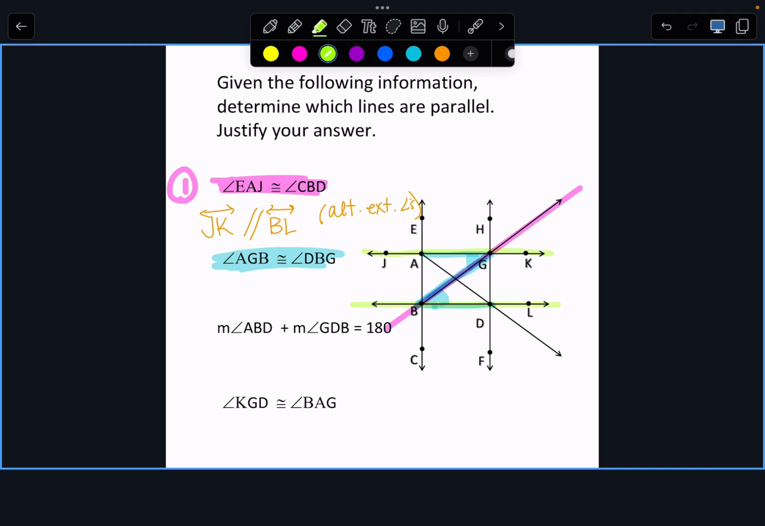Do you see it? Okay, so we can say that JK is parallel to BL. Again, it's the same two lines, right? But this time, what's our reason? Because of the Z. Alternate interior angles are congruent. Next one.